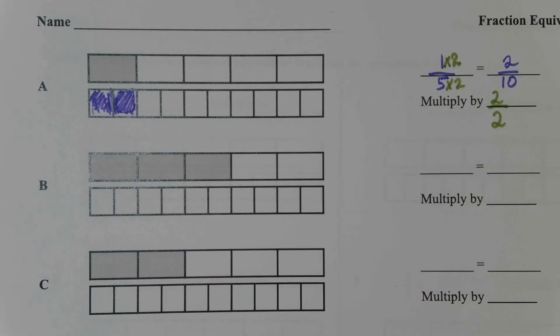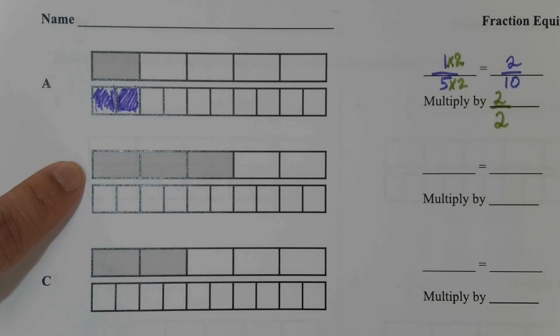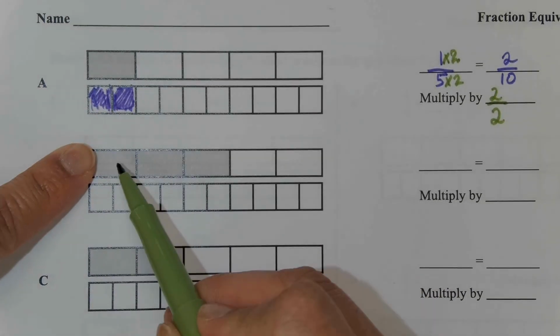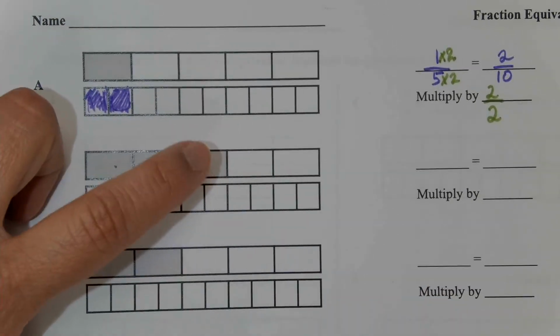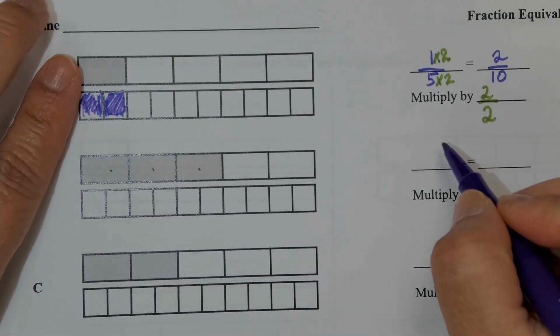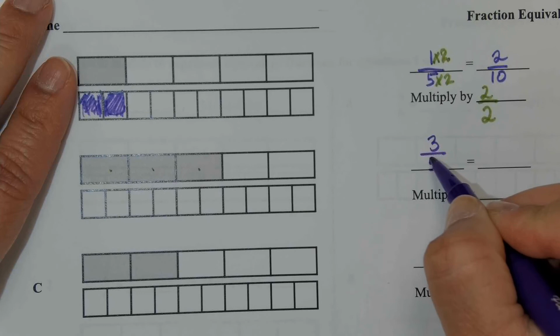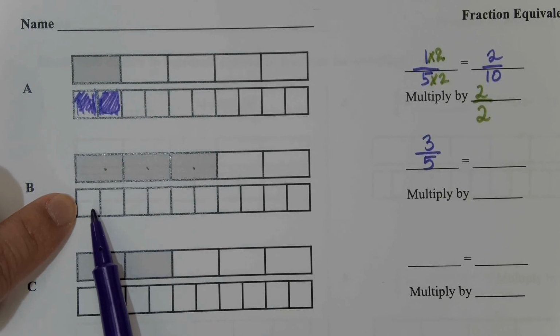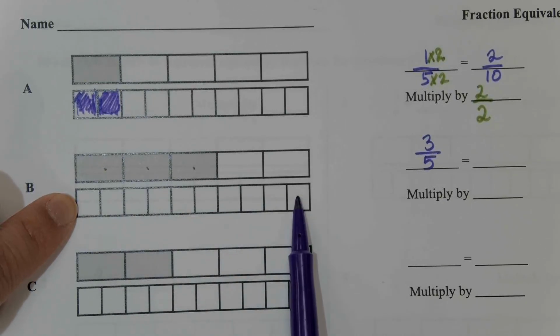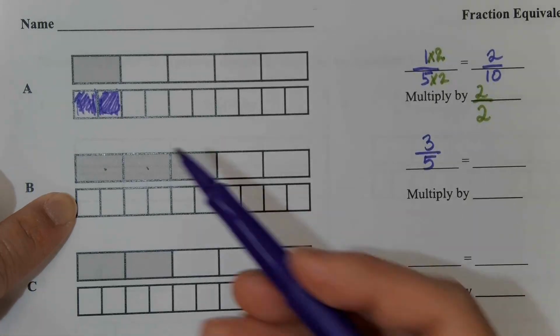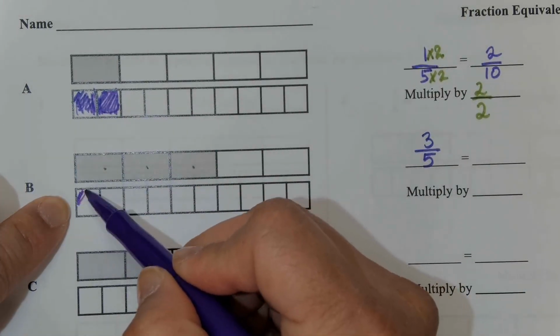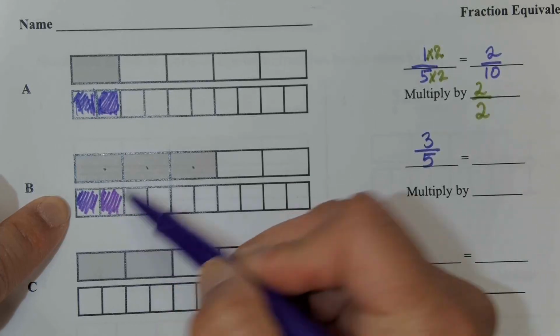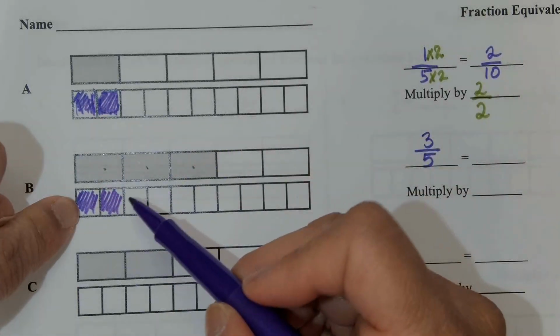So let's look at letter B. If we look at letter B, what fraction is shaded on the top rectangle? We have 1, 2, 3 out of 1, 2, 3, 4, 5. 3/5. So you can also write it like this, 3/5 equals. So if I look at my second rectangle, how many equal parts? 1, 2, 3, 4, 5, 6, 7, 8, 9, 10. 10 is my denominator. How many do I need to shade to equal 3/5? I need to shade 1, 2. So for every fifth, I need to shade 2.